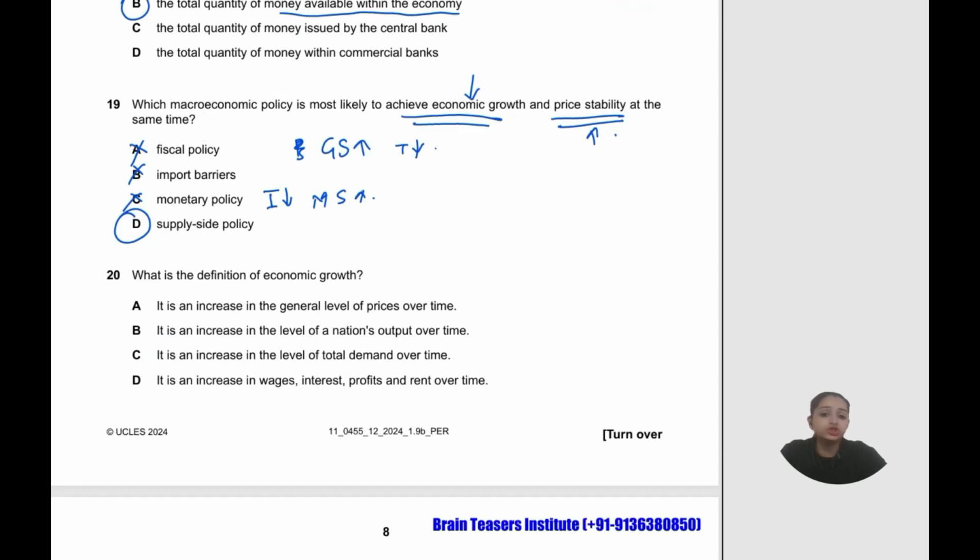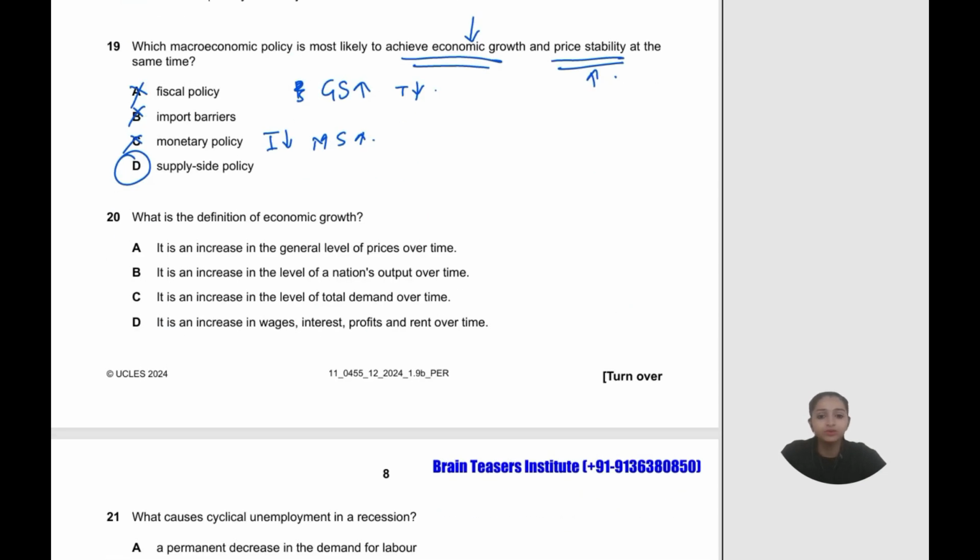What is the definition of economic growth? Now, this is nothing but the total value of the nation's output over a period of time of one accounting year. Now, here it is an increase in the general level of prices over time. No, that is inflation. And it is an increase in the level of the nation's output over time. Yes, B is the answer. An increase in the level of total demand over time. No. It is an increase in wages, interest, profits, and rent over time.